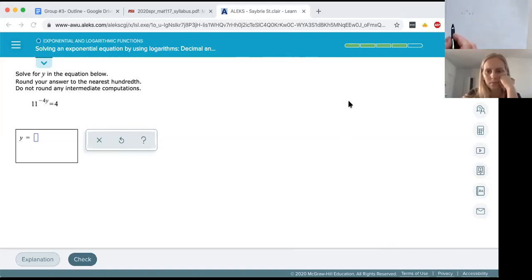So I'm going to log both those. So I'm going to write that. Log 11 to the negative 4y.